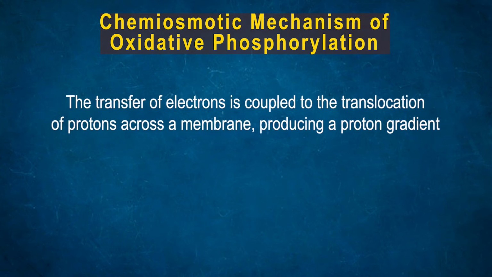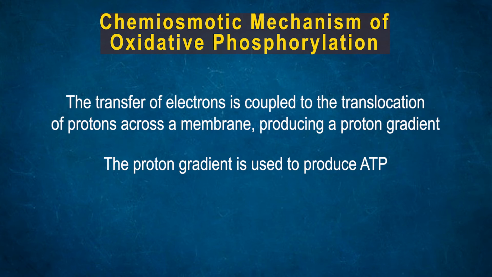So the lowest redox potential is in NADH. That means it will transfer electrons to FMN, the next acceptor. The transfer of electrons is coupled to the translocation of protons across a membrane, producing a proton gradient. The proton gradient is used to do work, maybe in the form of ATP or others.